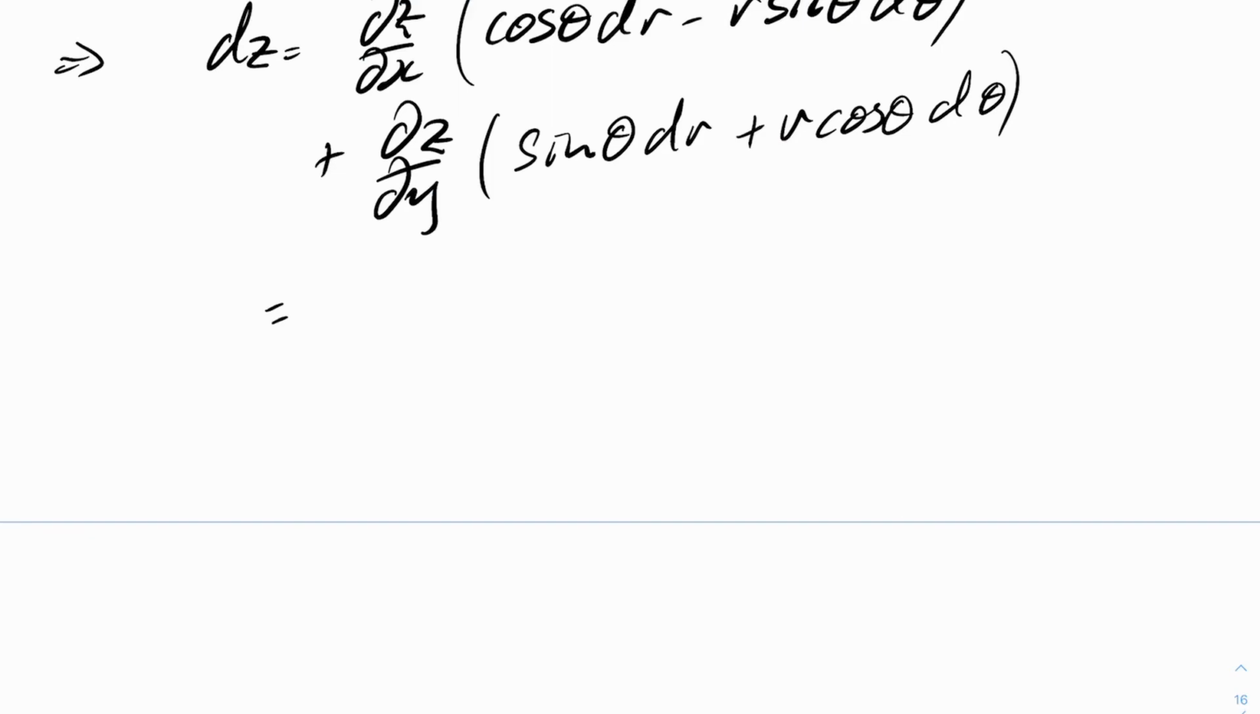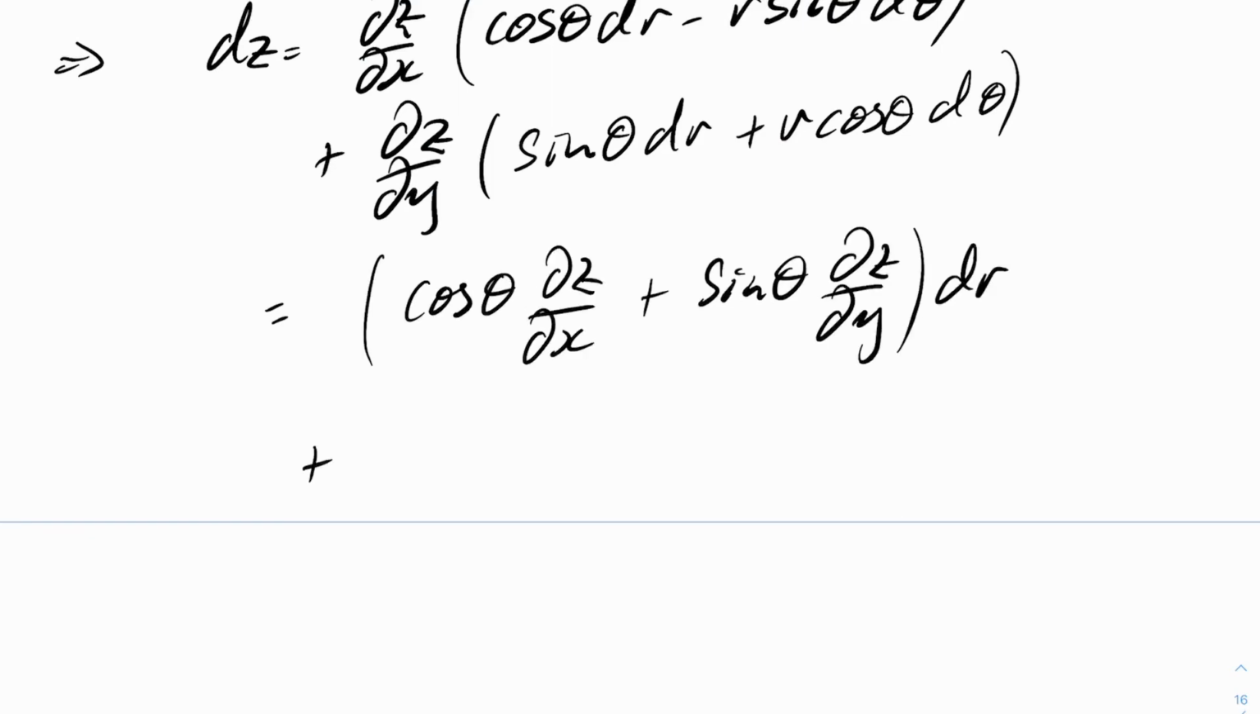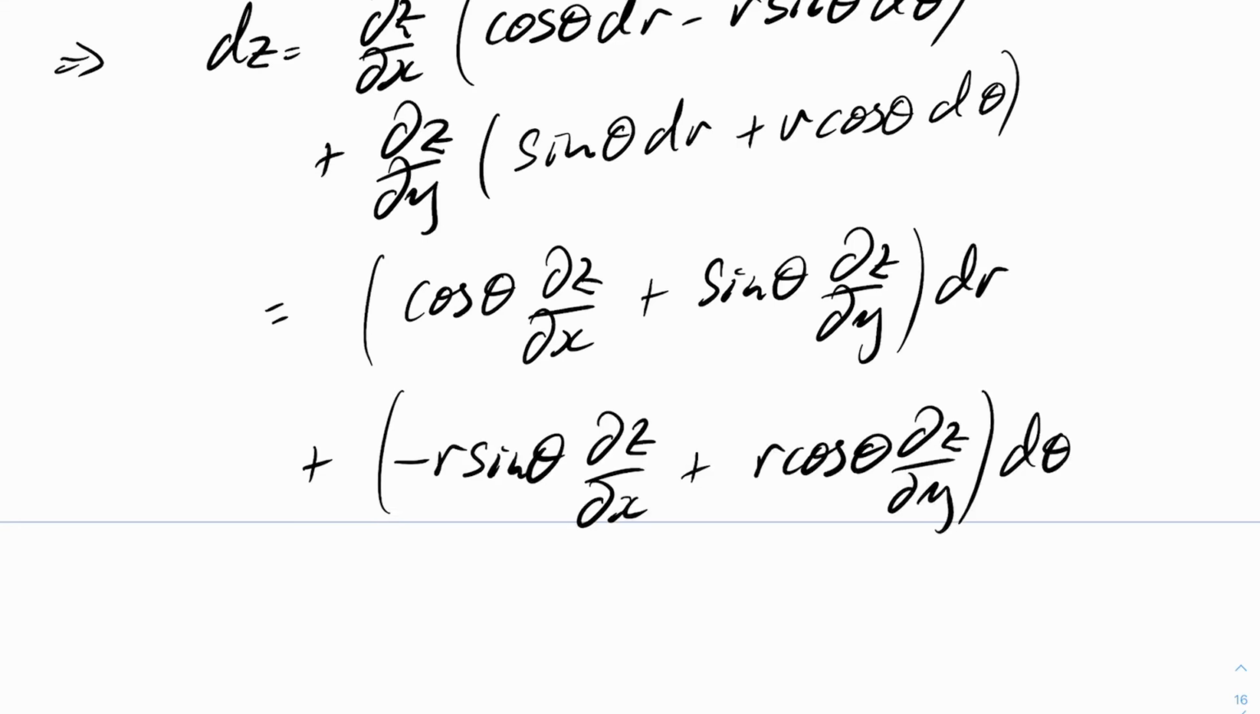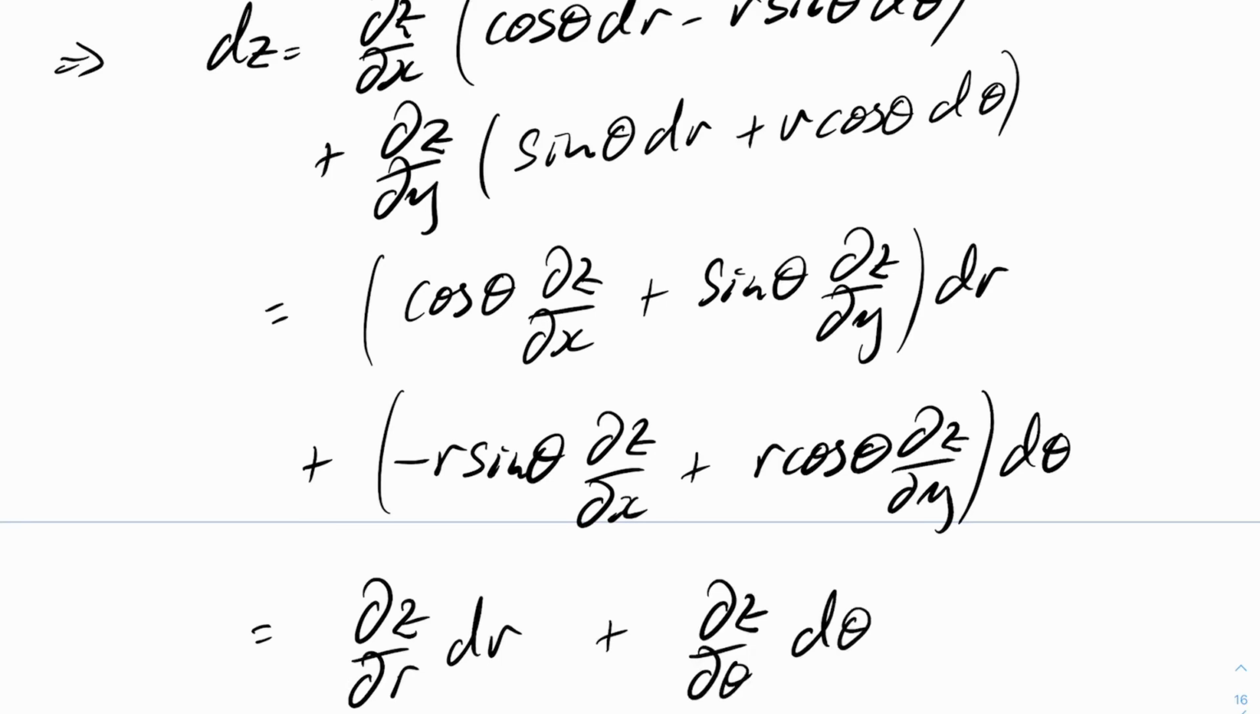If I now gather together the dr's and the d theta's, this becomes a part with dr and a part with d theta, and we recognize those terms in brackets: the first one times dr is just dz by dr, and the second one is dz by d theta. So by using the chain rule, we convert the differential dz from changes in dx, dy to changes in dr, d theta.